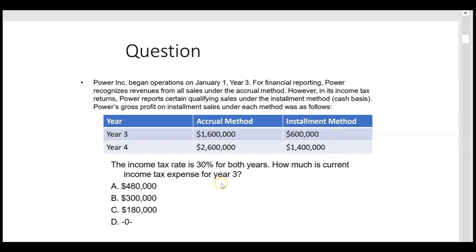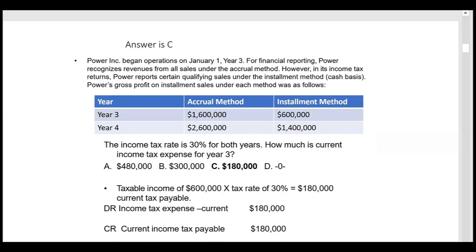So how much is current income tax expense for year 3? That's just a matter of multiplying current year taxable income of $600,000 times 30%. And when you do that, that's $180,000, which is choice C. And the journal entry would be a debit to income tax expense current and a credit to cash or income tax payable current. Notice we didn't need year 4 to answer this question because it only asked us about year 3, and it only asked us for the current expense in year 3, not even deferred.